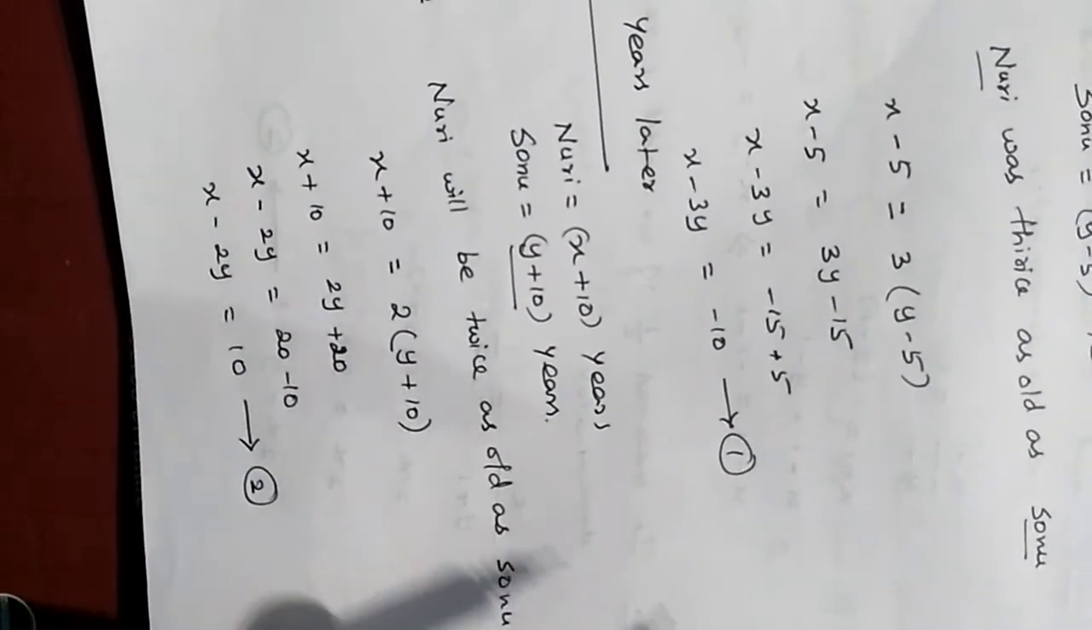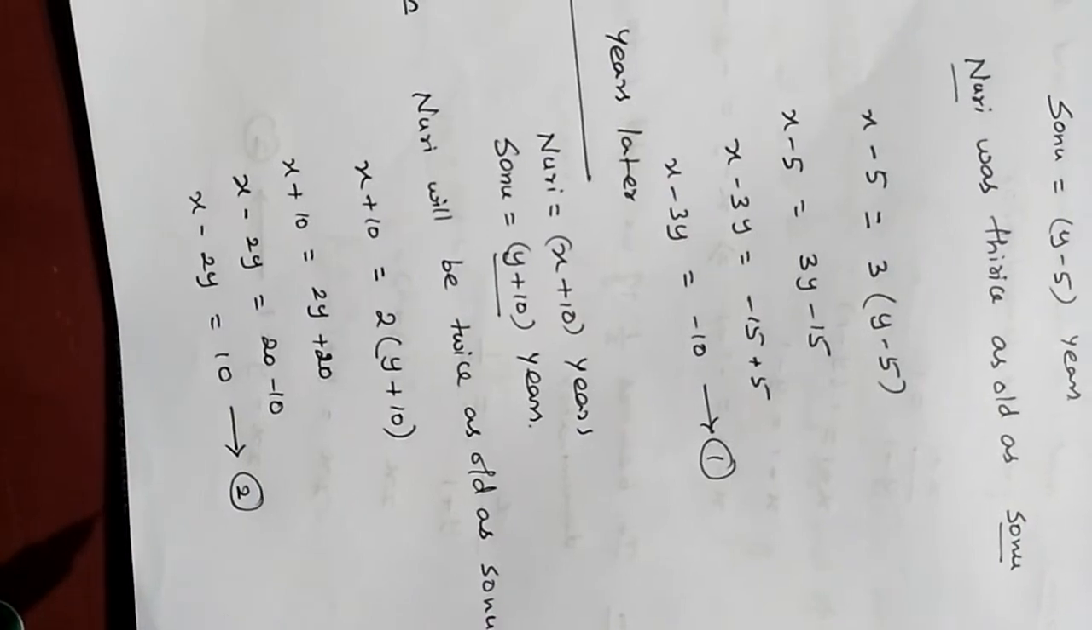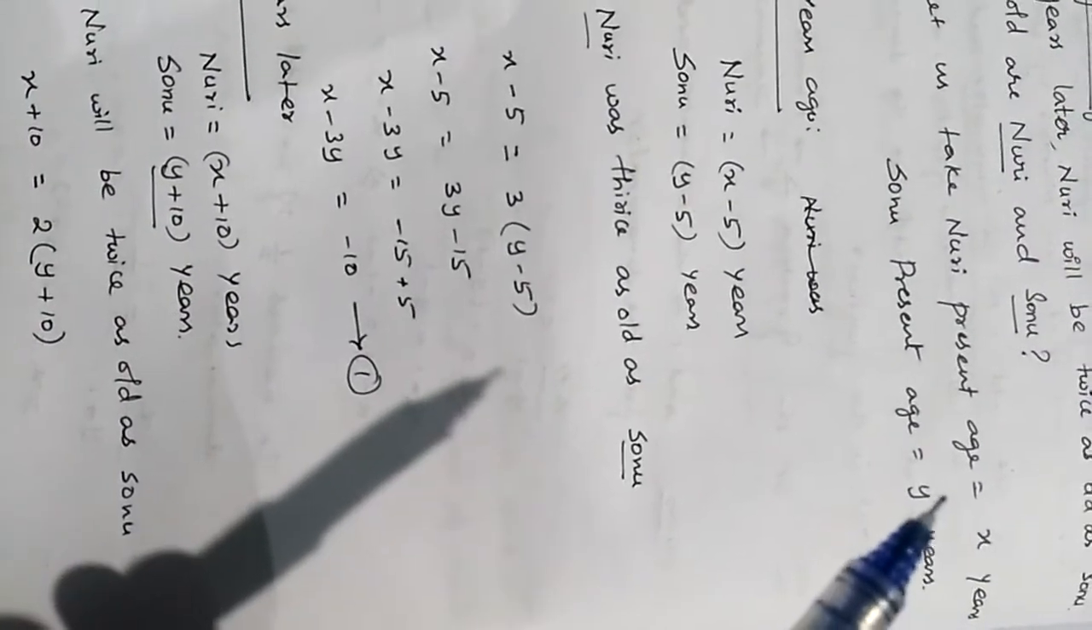So solve equations 1 and 2 using the elimination method. You will get X and Y. That X and Y are the ages of Nuri and Sonu. Let's go to question number 3 now.